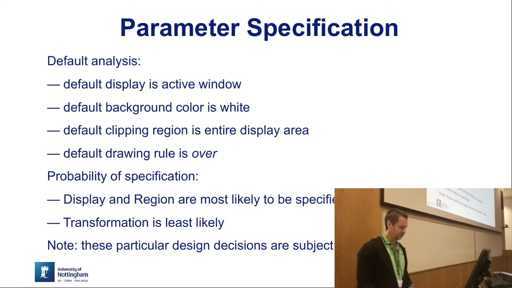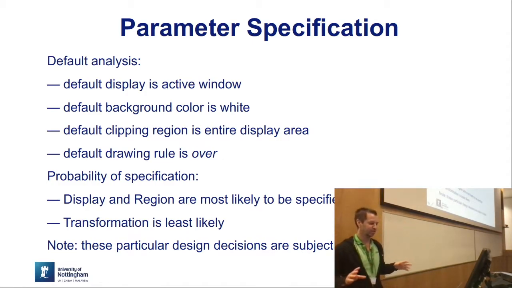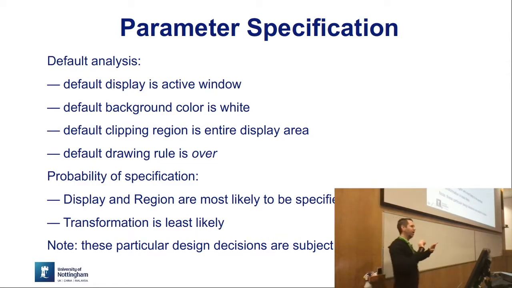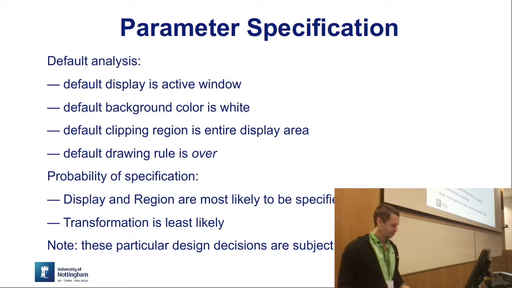The default clipping region is the entire display. In other words, ignore the clipping region, and the default drawing rule is over. That means when you draw two items and they overlap, the one that's drawn the most recently appears on top. That's what that default rule means. Usually we don't like to have overlap. So in this example, display and region are the most likely to be specified, and the transformation is the least likely. So this is not the world's most black and white example.